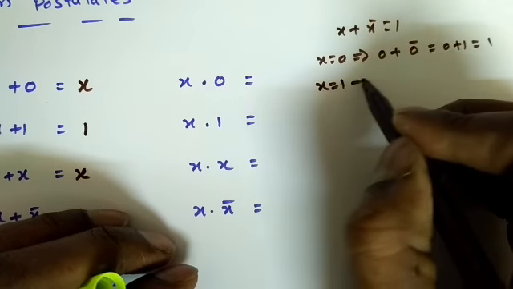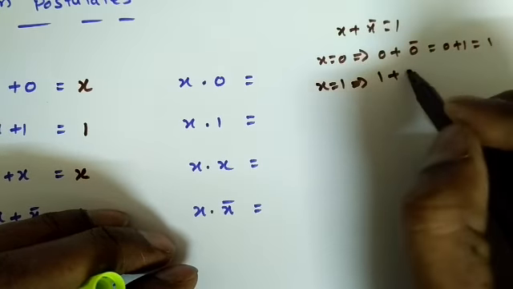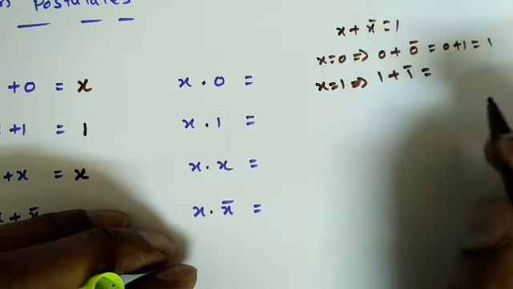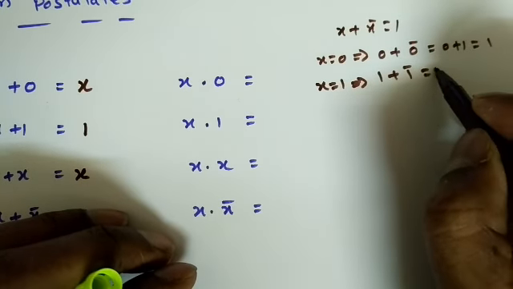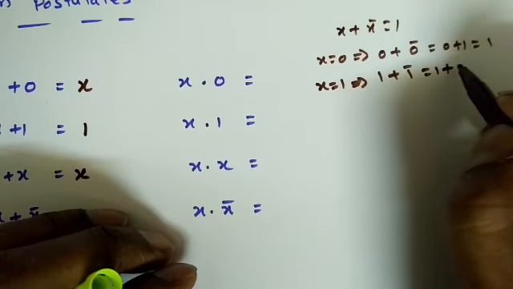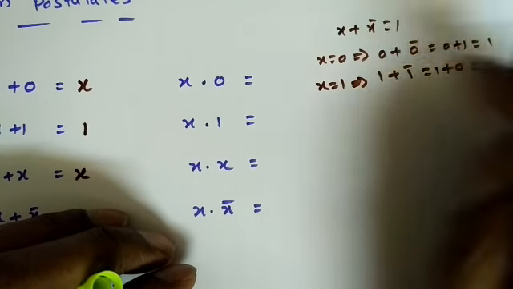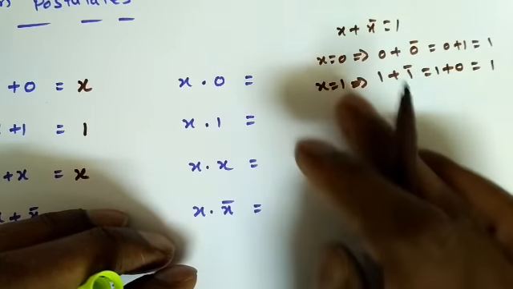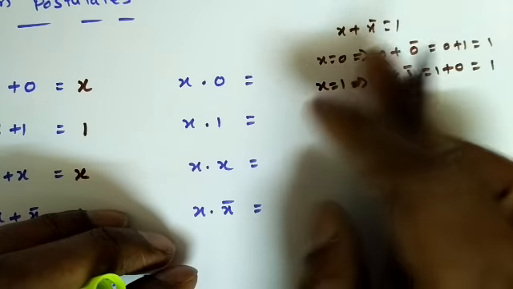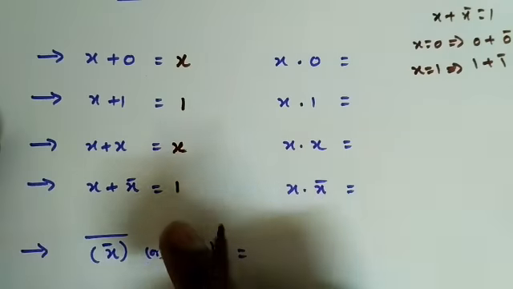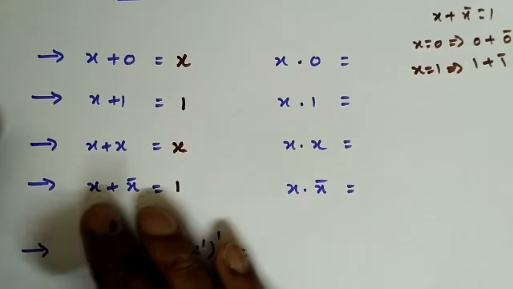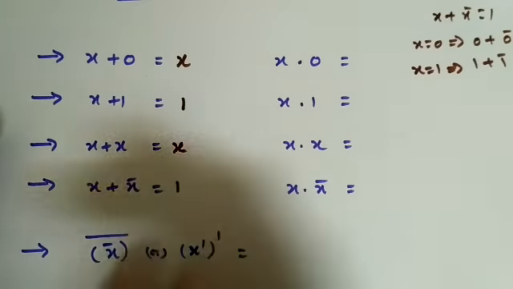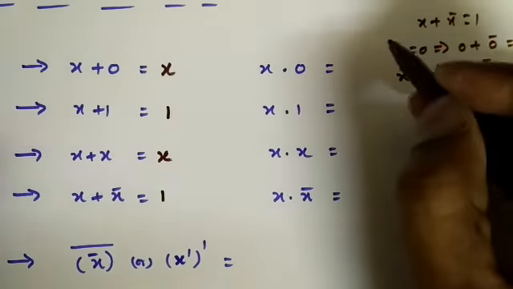Similarly, if I take x is equal to 1, it becomes 1 plus 1 bar. Anyway, 1 plus anything in Boolean algebra will be 1. And 1 bar means 0, so again it is 1. So whenever we substitute either x is equal to 0 or x is equal to 1, we always get 1 only. So x plus x bar, or a plus a bar, or b plus b bar, anything like this, will always be 1, right?